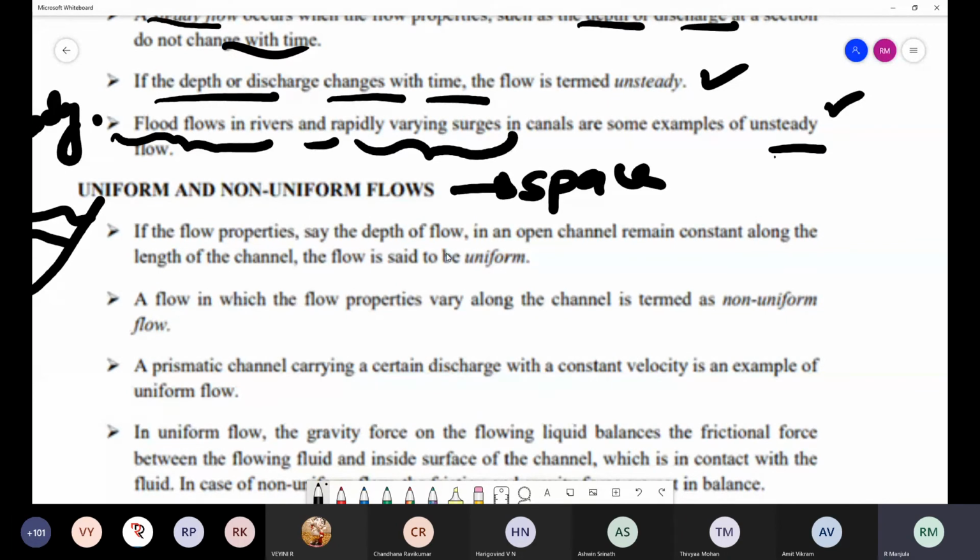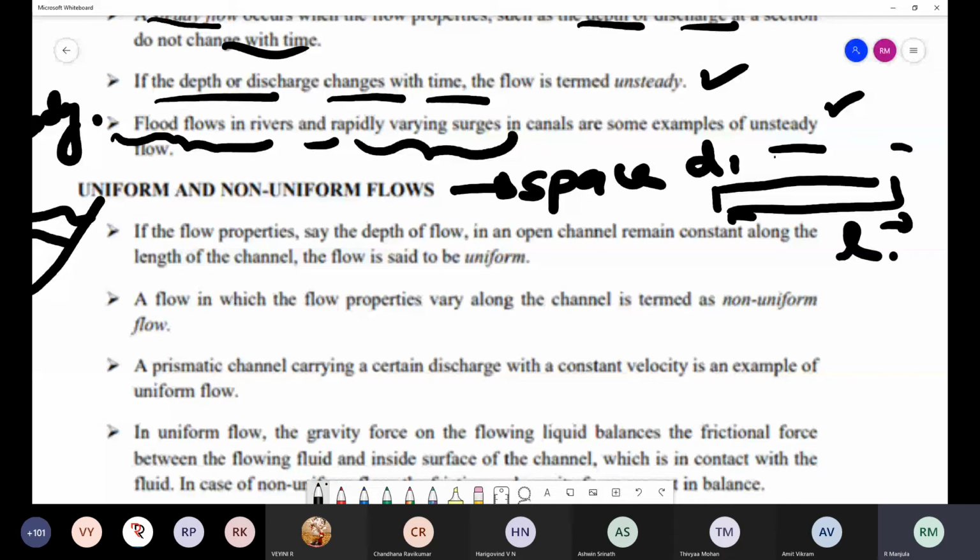If the flow property, say the depth of the flow in the open channel, remains constant over the length. This you have already studied. Suppose this is the length of the channel, so the depth of the flow is D1, and after a length again the depth of the flow is D1. So over a space, over a distance, the depth of the flow remains constant, then it is called uniform flow.